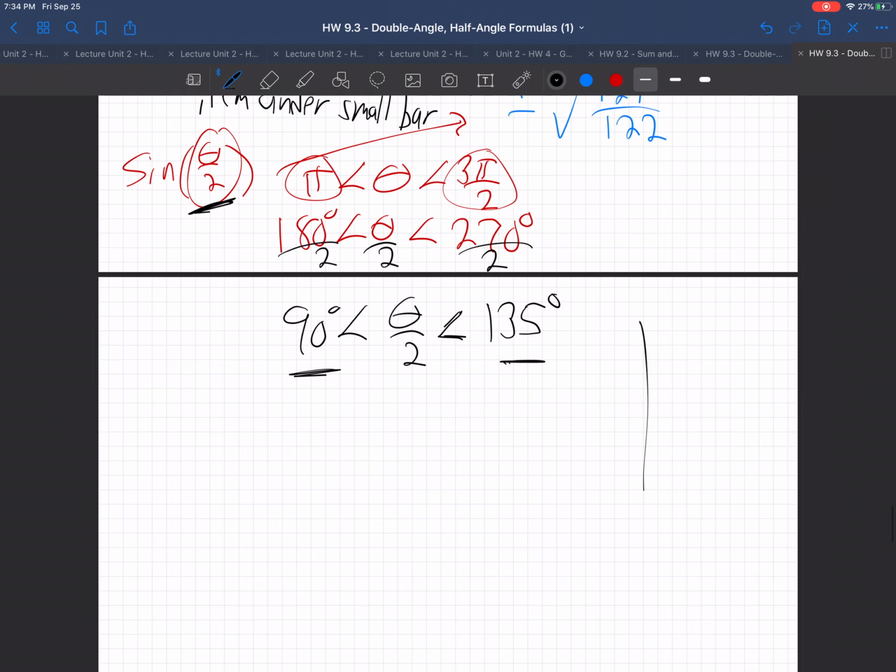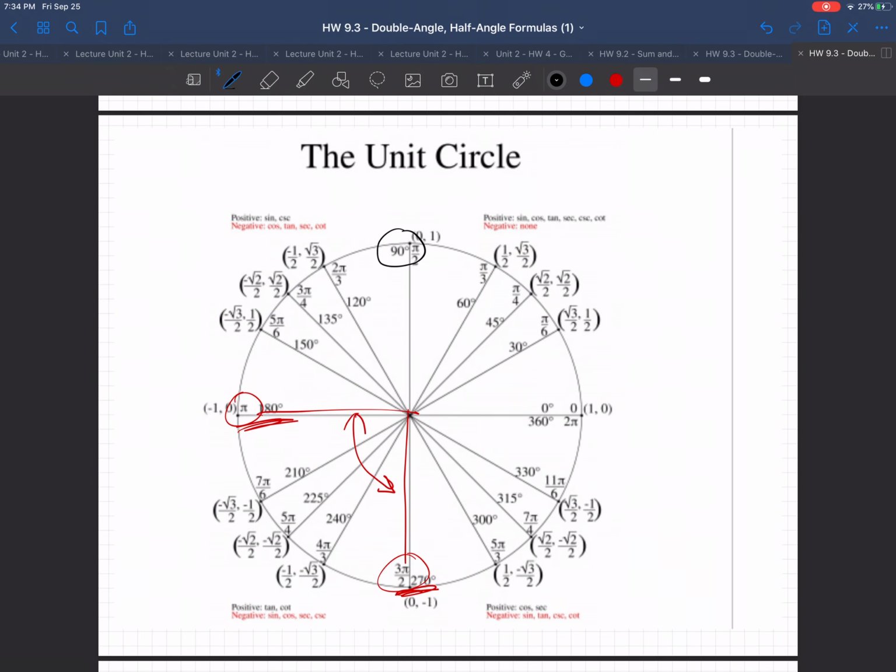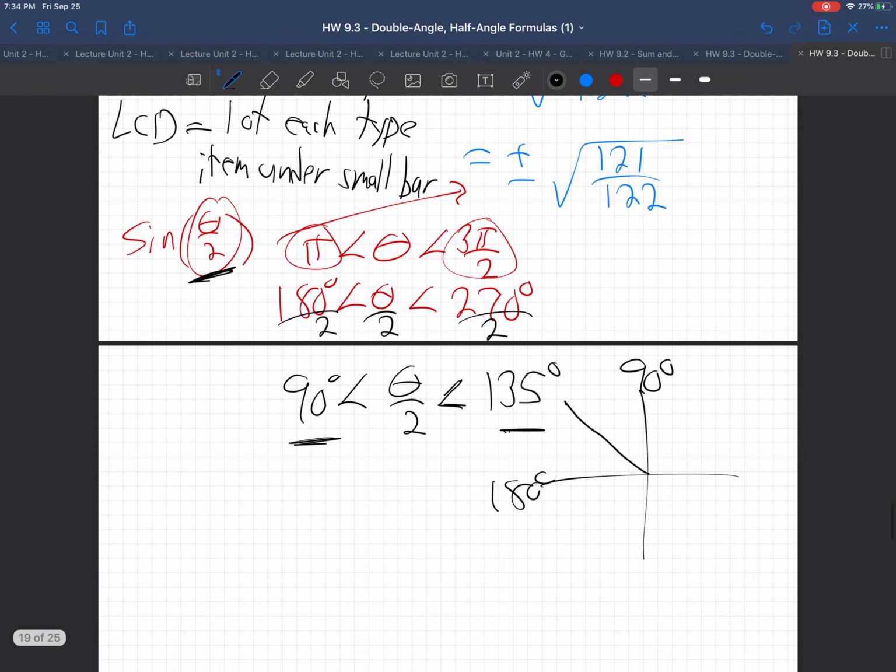Where's that? Well, here's 90. Here's 180. This is 135. You can look on the unit circle. Yeah, I could just do that, huh? Here's 90. Here's 135. So our theta over 2 must be somewhere in that region, between 90 and 135.